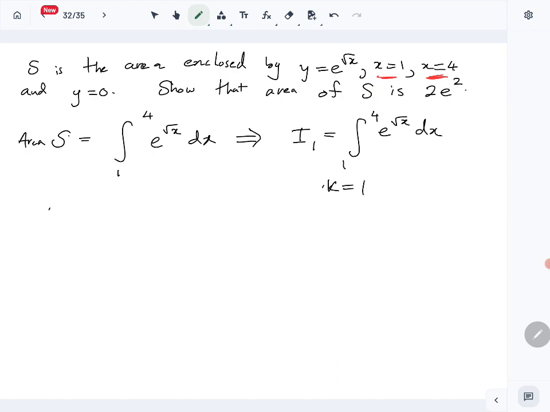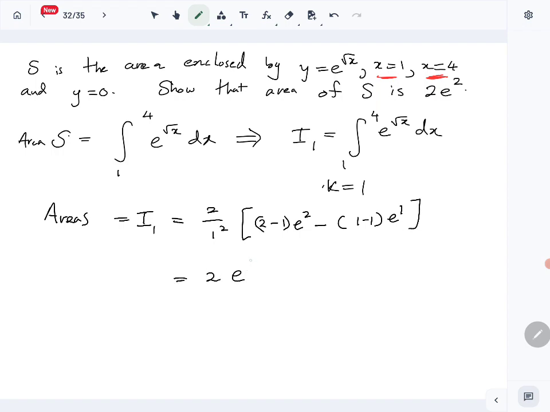If you put k equals 1, we have the answer here. So area S is I_1, so that is going to be 2 over 1 squared. Apply k equals 1 to the I_k expression. So you get 2 times (1 times e squared minus 1 times e to the 1). So you are left with 2e squared. That is the answer we were looking for.